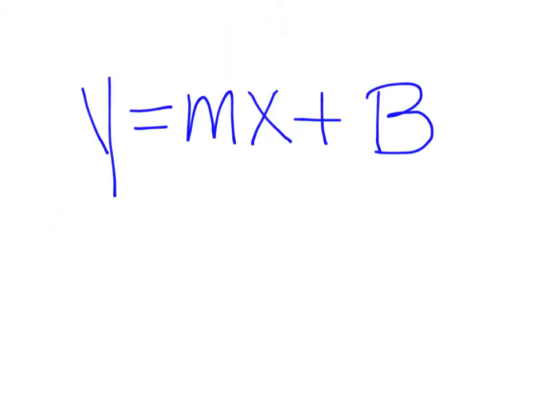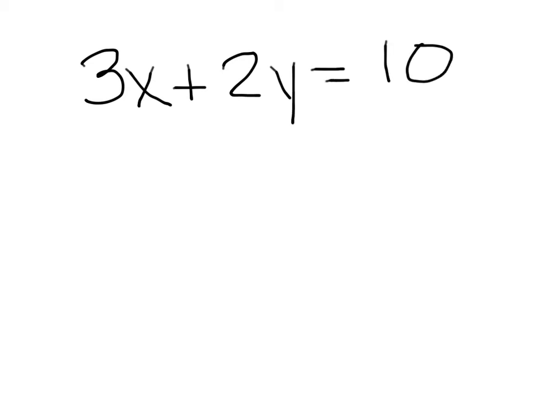All of the practice and examples have been given to you as y equals mx plus b. But now, what if it's given to you in a different form? Example, what if it's given to you as 3x plus 2y equals 10? You can't figure out what the slope and the y-intercept is from this without changing it around to slope-intercept form.